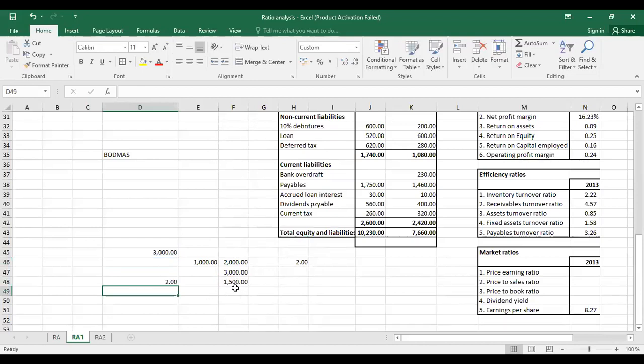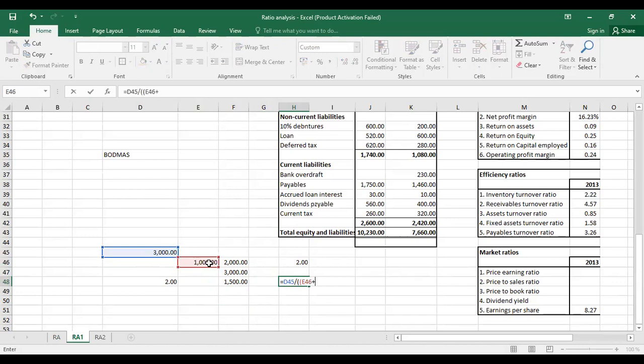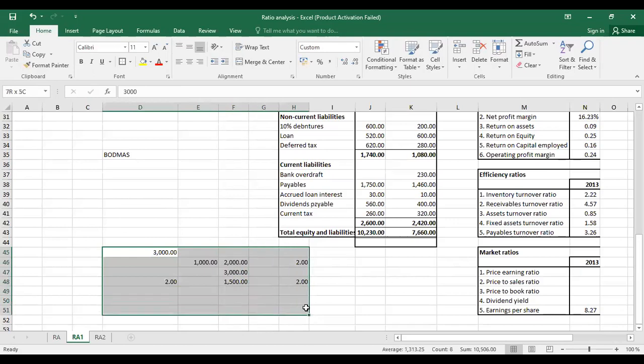So instead of going the whole thing, you do it this way: equal sign, you take the first value that you'll be dividing, divide, you open two brackets, you take this one plus this one, you close the first bracket, divide by 2, you close the second bracket, enter. That's what we are doing. Hope you got how we are doing it. It's a combined formula for one.